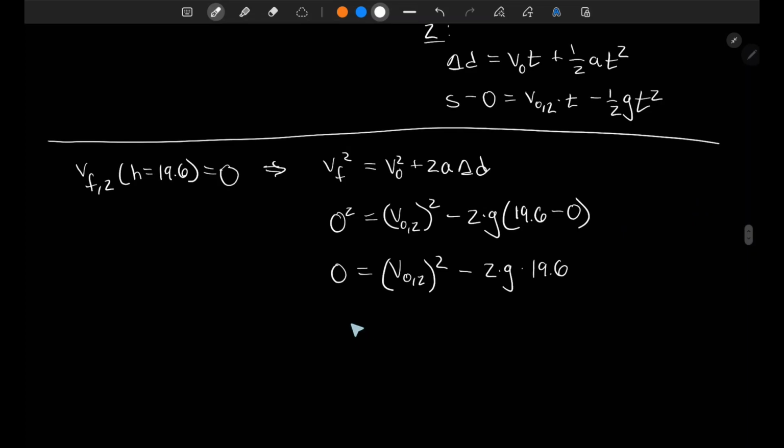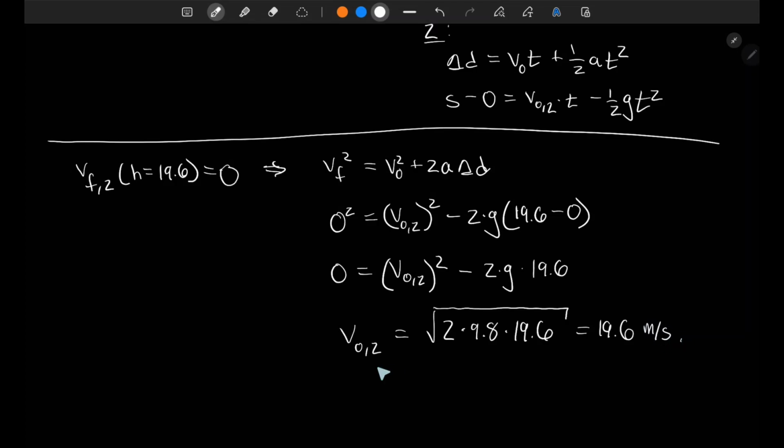And so we get that V naught 2 is equal to, we add this over to the other side, and then take a square root. This is the square root of 2 times 9.81, or we'll call it 9.8, times 19.6. And if you plug this into your calculator, you get 19.6 meters per second. So great, we found the initial velocity of our ball.